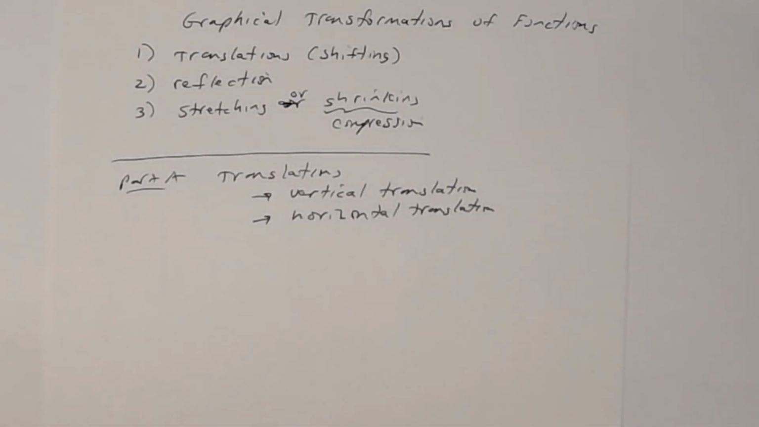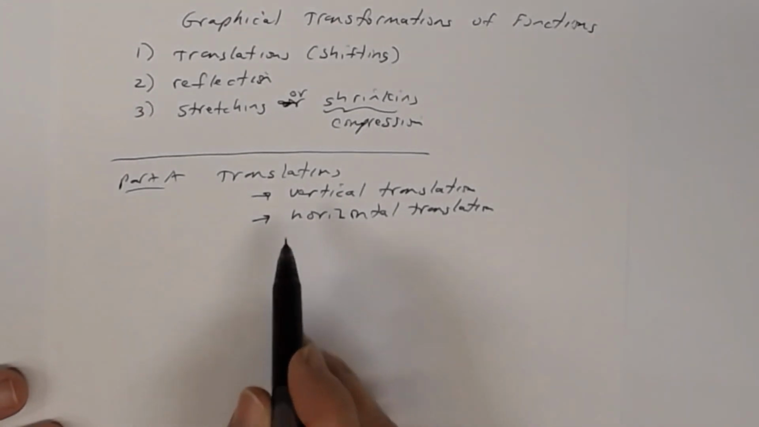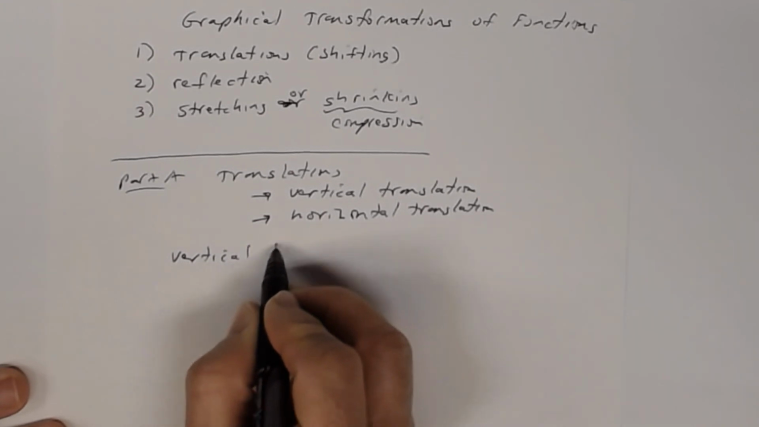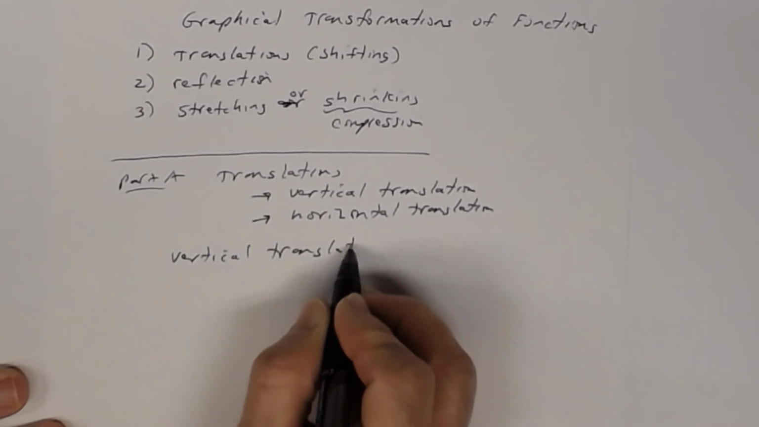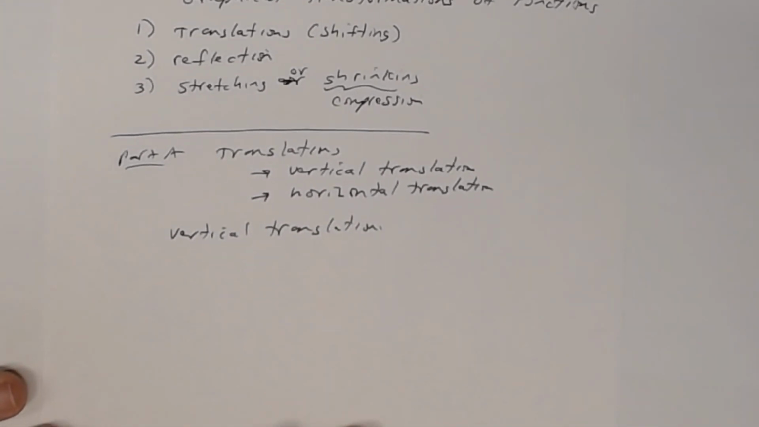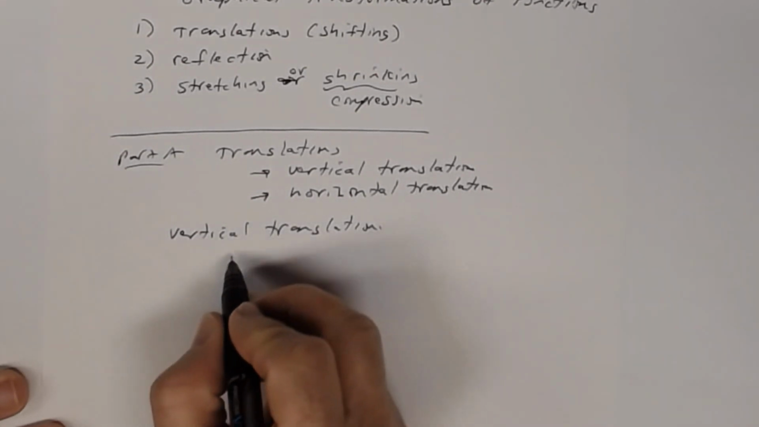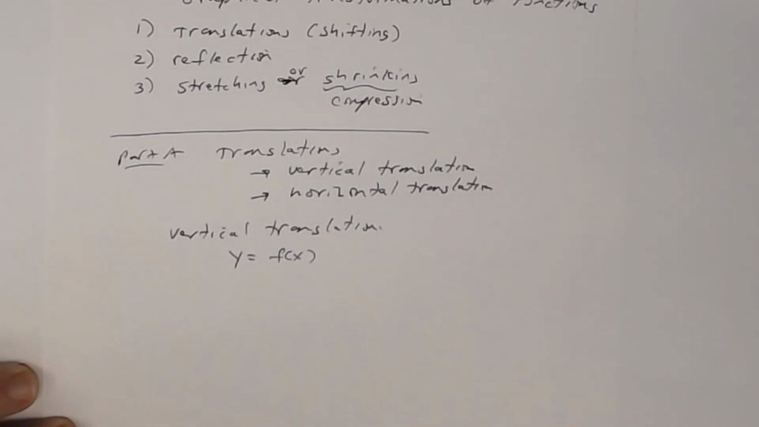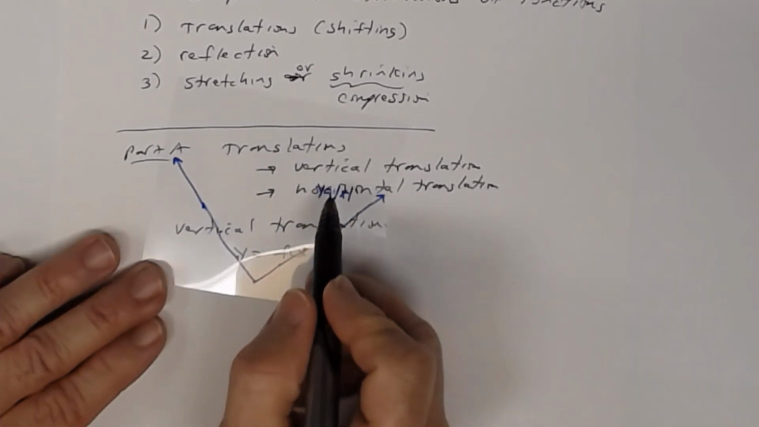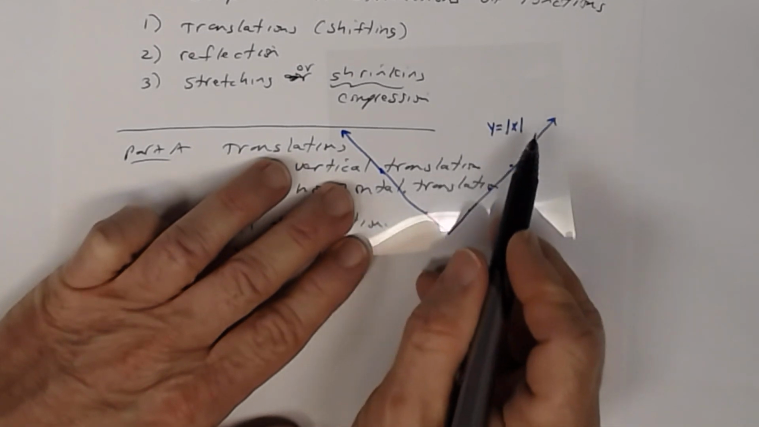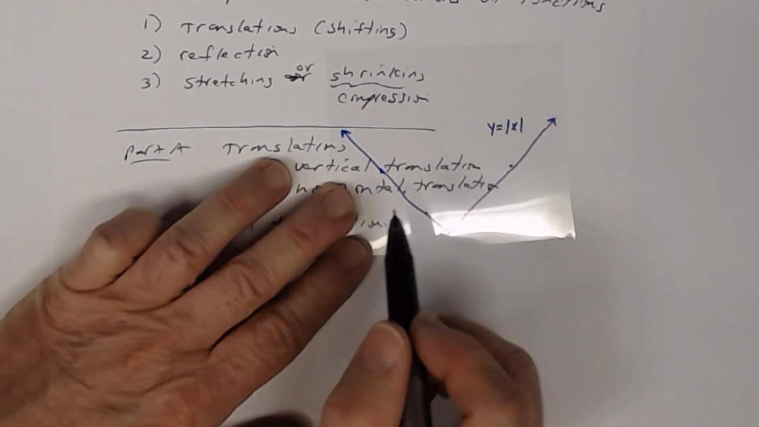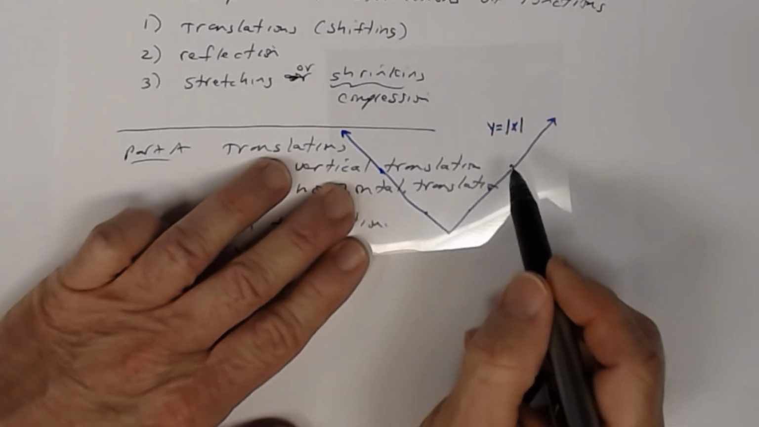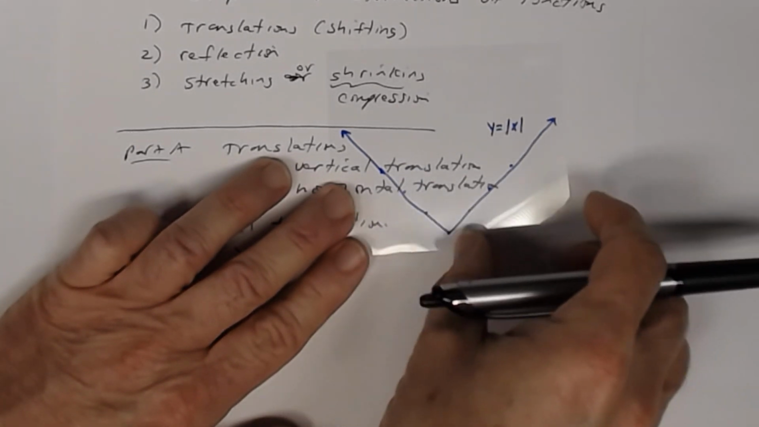Okay, so let's talk about vertical translation first. So let's do vertical translation. All right, a vertical translation is going to have this form where it's going to look like y equals some function. And notice that when I did this one, my function was the absolute value of x. So some function, remember that's a function, it passes the vertical line test. For each x coordinate, there's only one y coordinate associated with it.